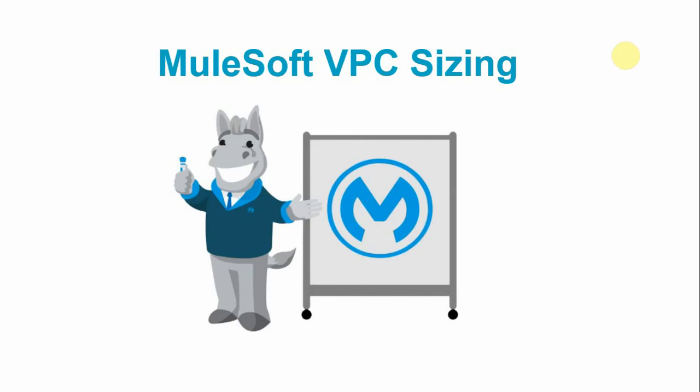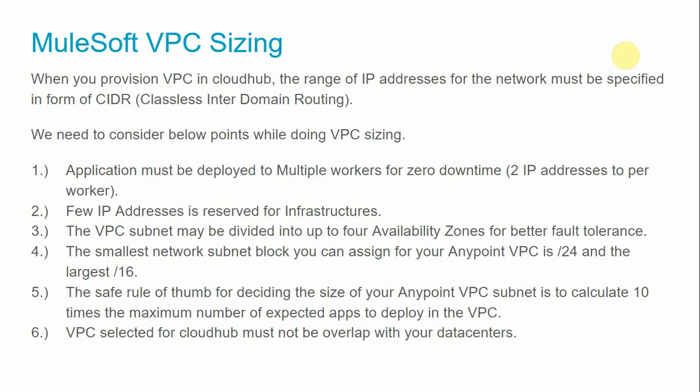So what is a VPC? A VPC is a private, virtual network in CloudHub to host your CloudHub workers. When you provision a VPC in CloudHub, a range of IP addresses for the network must be specified in the form of CIDR. CIDR is classless inter-domain routing.